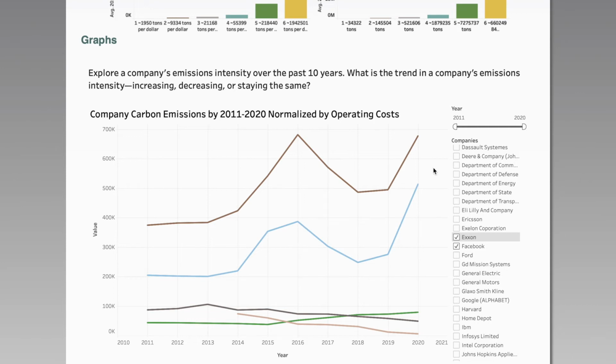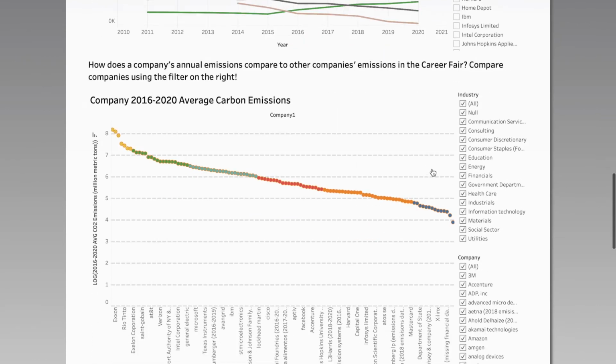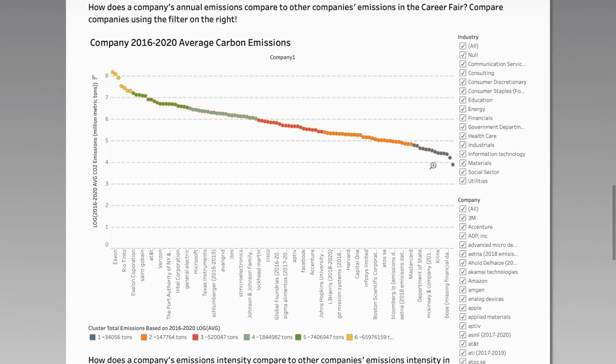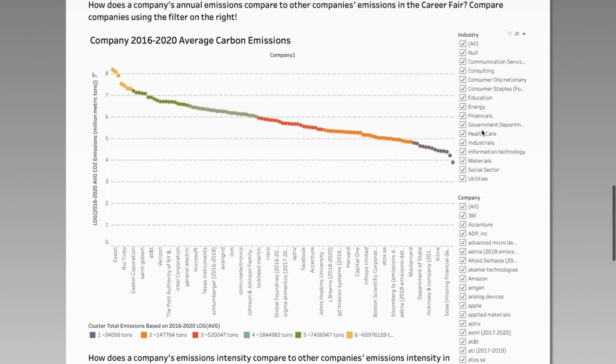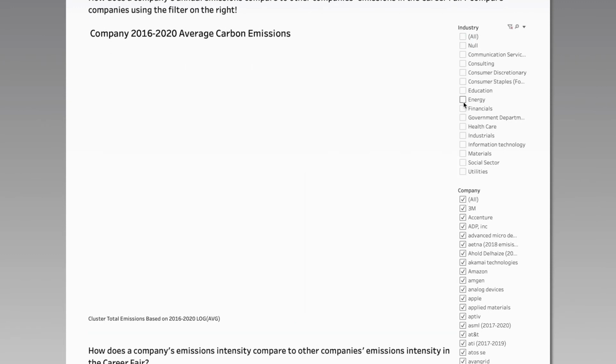This graph is great for looking at trends over time. Perhaps you might want to look at specific companies and how much they are actually emitting into the atmosphere. And this graph is not normalized by operating costs. So this is all about the specific carbon emissions of the companies. And as you can see, you can not only filter by company, but also by industry. And these sidebars work in much the same way as the one before.